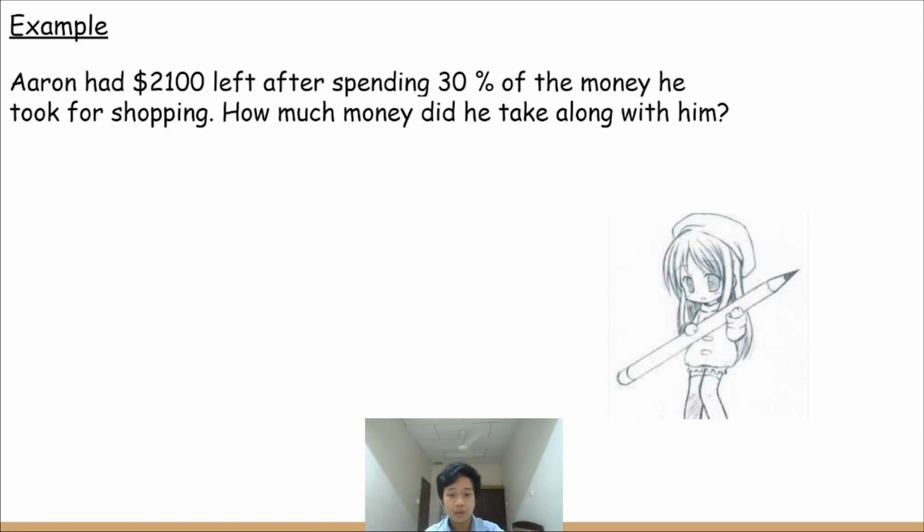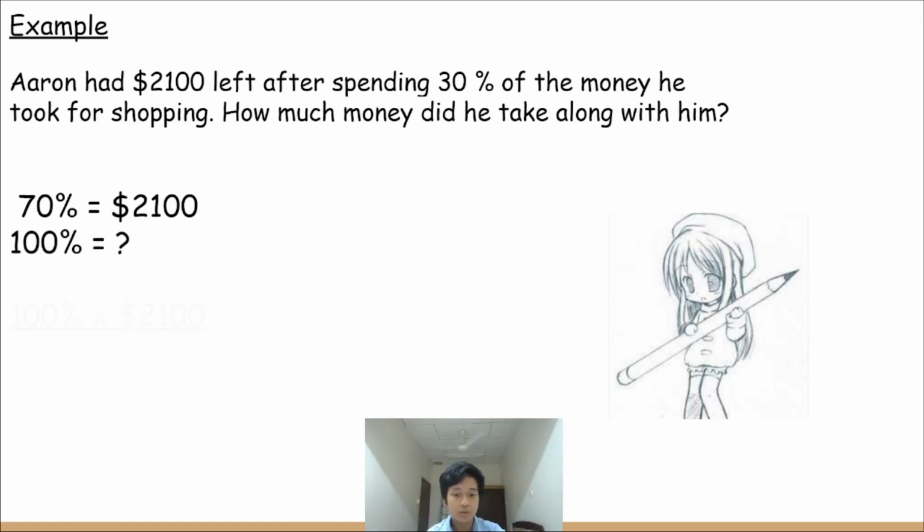Here's an example question. Aaron had $2,100 left after spending 30% of the money he took for shopping. How much money did he take along with him? So to solve this question, we need to know how much is 100% of Aaron's money.